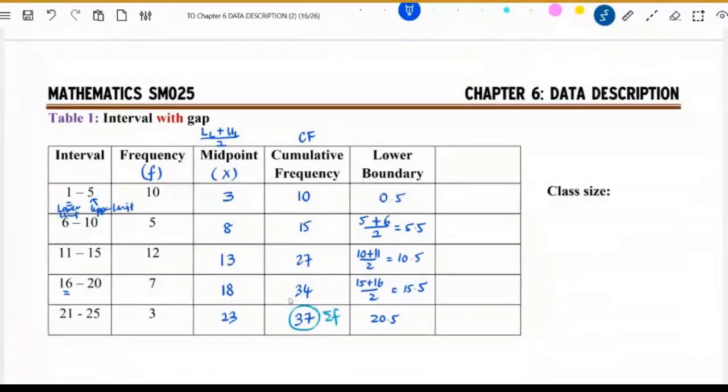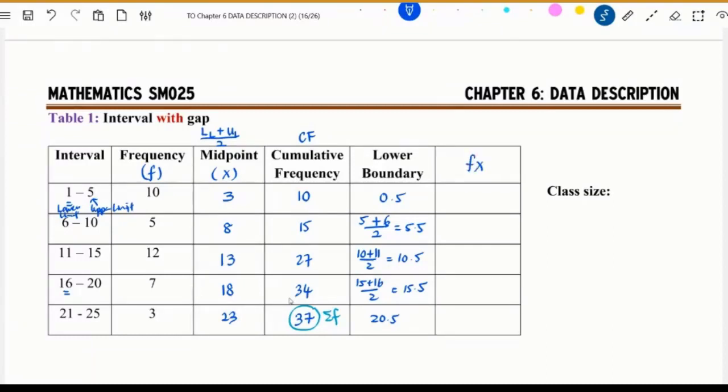Okay, so that's how we find the lower boundary. Whenever we have a question, in your solution on the answer sheet, make sure you add columns. The table needs to be copied and you will add a few new columns. So for this case, we add fx, because we want to use fx to find the mean.